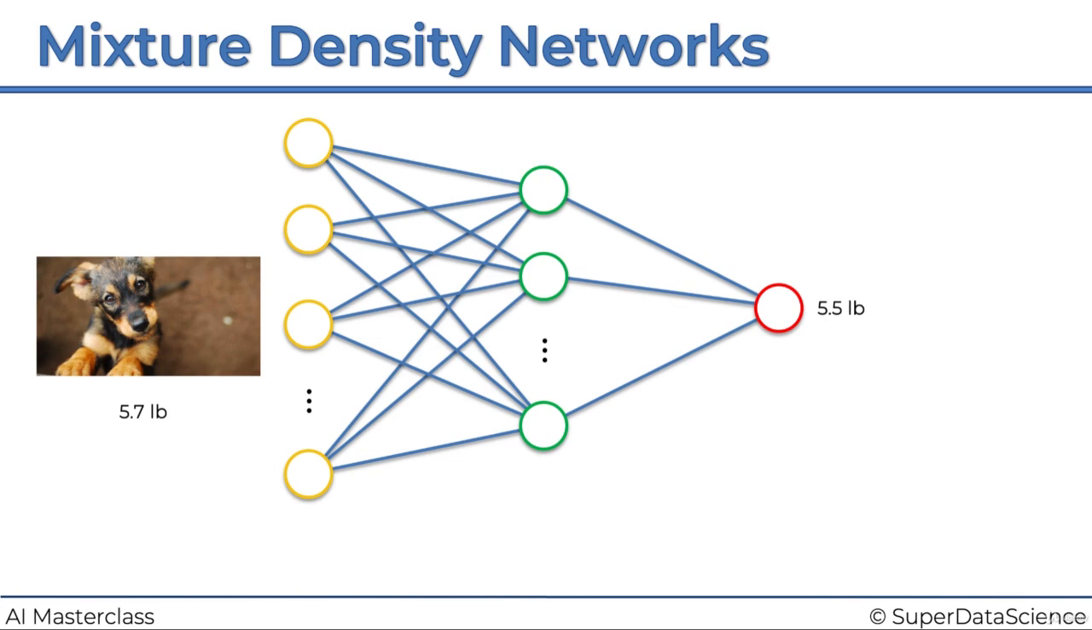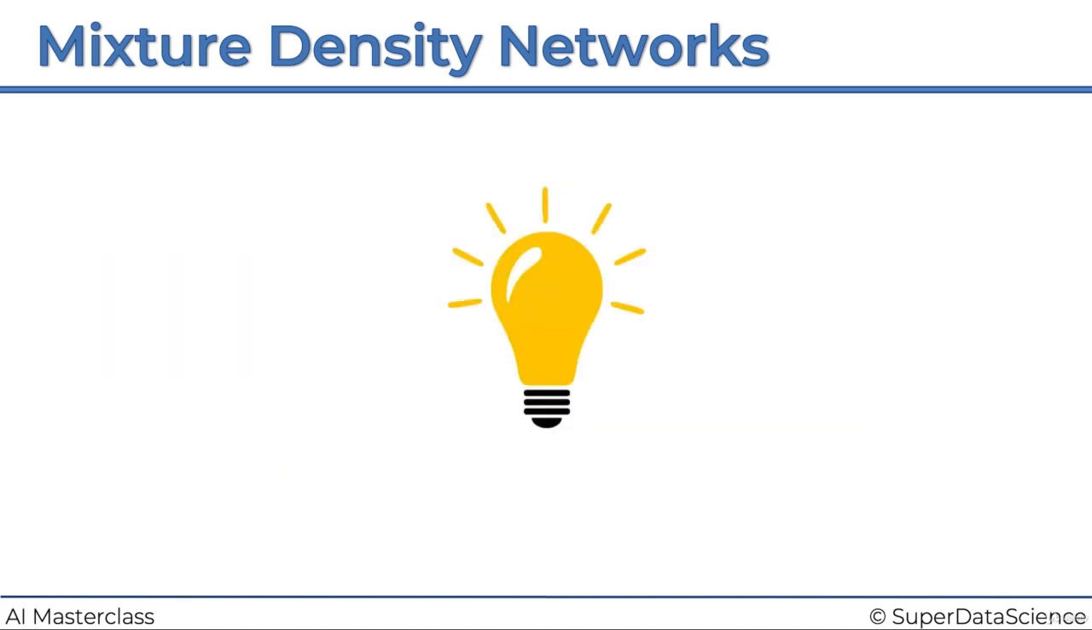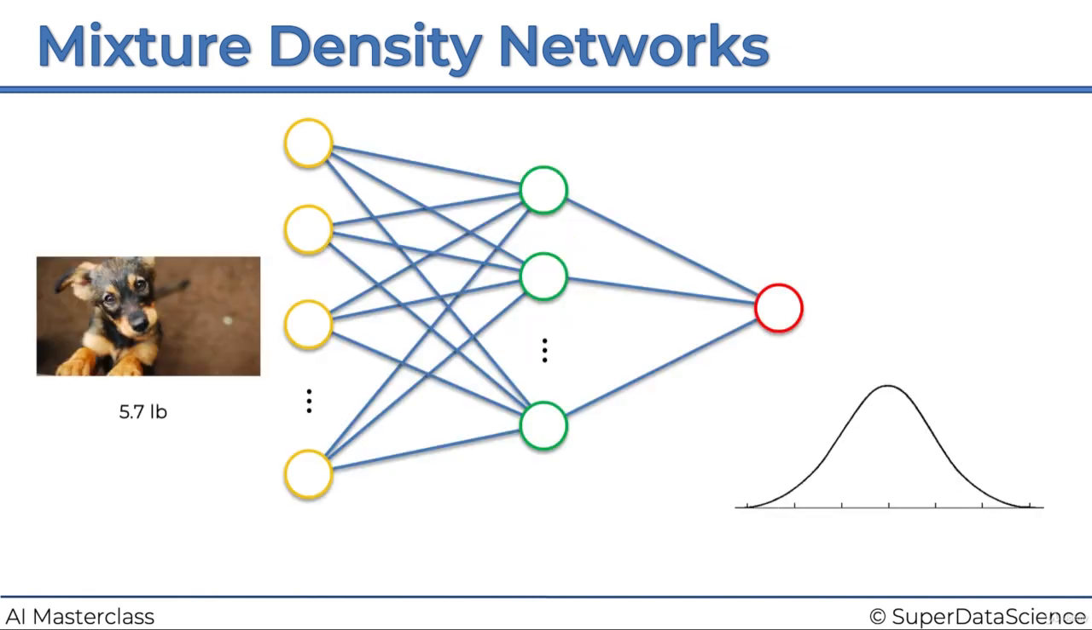What we're going to do now is change it up a little bit. Let's say that instead of outputting a deterministic value, for instance 5.5 pounds, we want our neural network to give us a range, or more precisely, a distribution of values, of possible weights of this dog. So it would look something like this. Instead of telling us that the weight is 5.5, it would tell us that the weight is somewhere around 5.5. So the mean of this distribution is 5.5 pounds, and the standard deviation is 0.4 pounds.